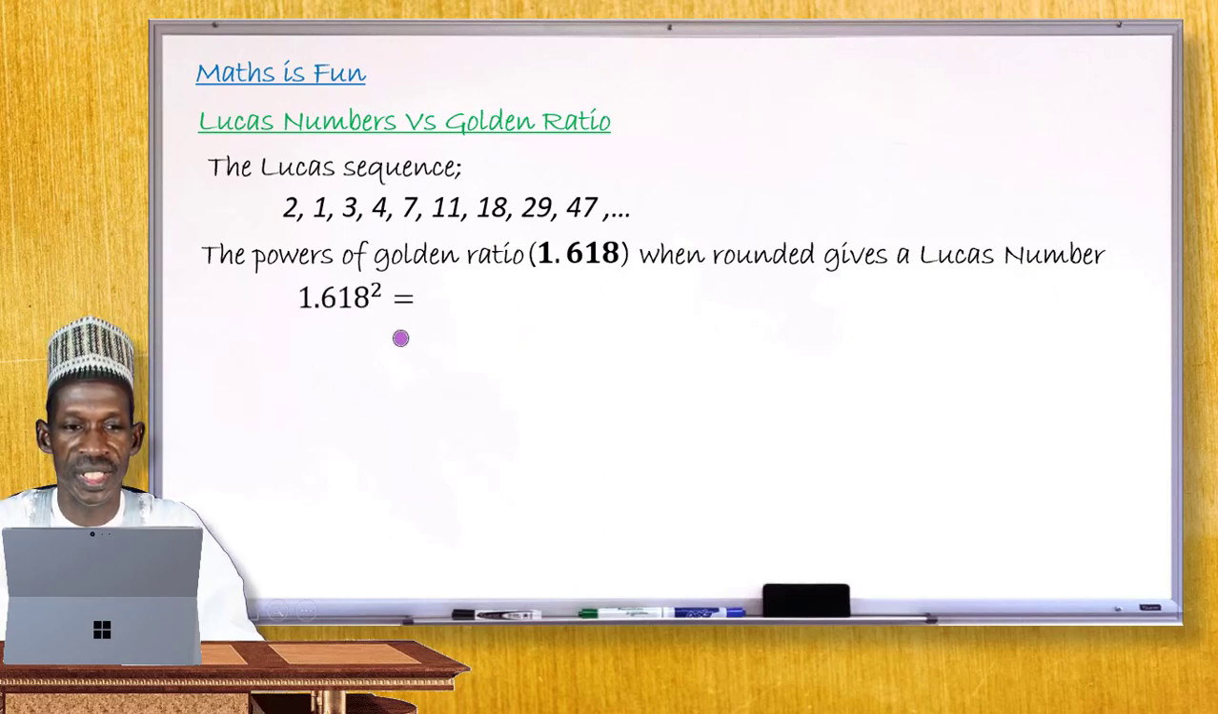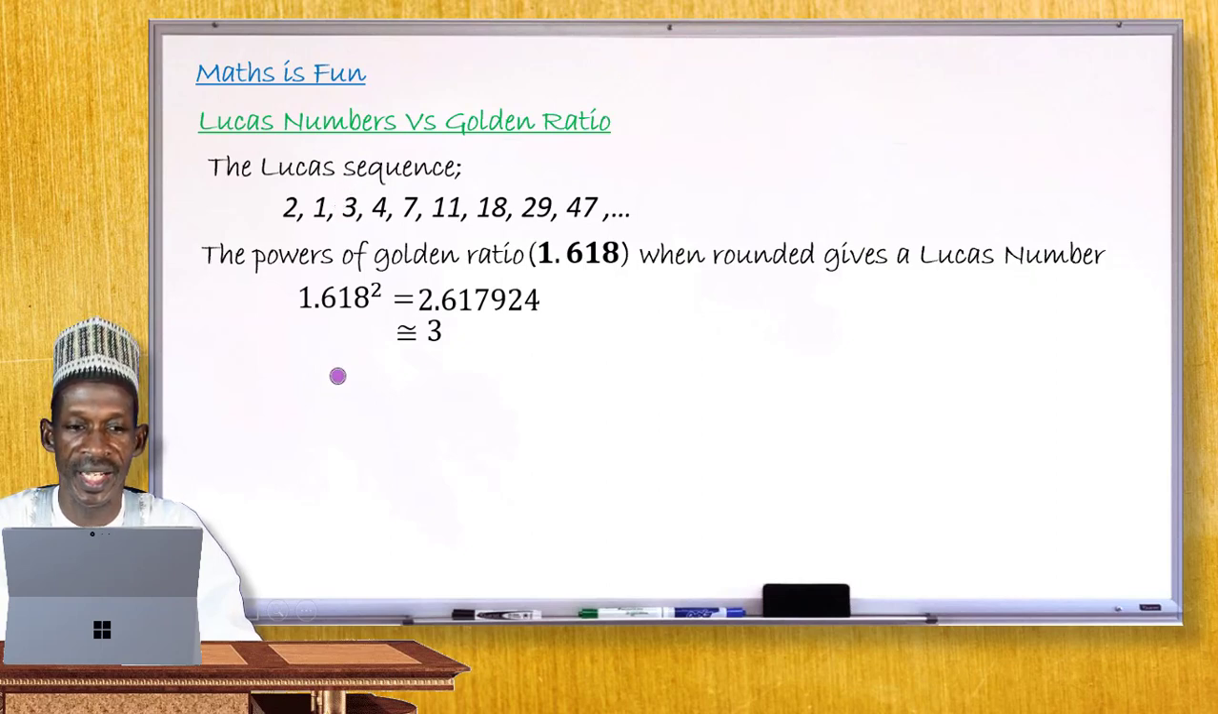So 1.618 raised to the power of 2. If you do it correctly, it will give you 2.617924. And you can see when this number is rounded, it gives you 3, and 3 is one of the numbers in your Lucas sequence. So this number to 1 significant figure is nothing but 3, and 3 is among the numbers you have in the Lucas sequence.